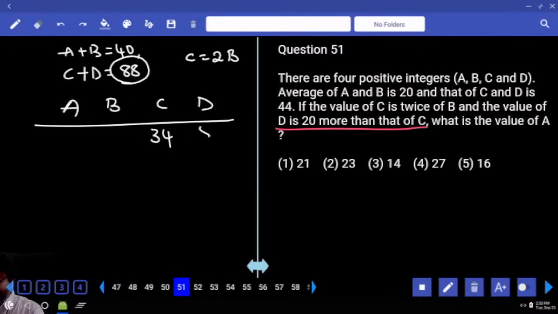34 plus 20, 54. Before that, C is twice that of B. Then B will be half of C, which is equal to 17. A plus B, 40, where B is 17. Then A becomes 23. Value of A, 23. Second option.